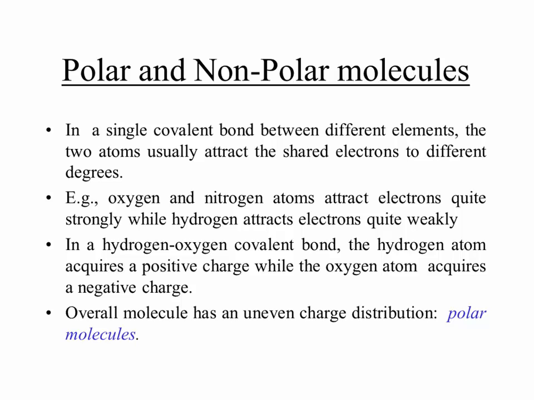Now, as I said before, in a covalent bond between different elements, the two atoms are going to attract the shared electrons to different degrees. Oxygen has high affinity for electrons, nitrogen has high affinity. Carbon and hydrogen don't have high affinity for electrons. So oxygen and nitrogen atoms attract electrons quite strongly, while hydrogen attracts electrons quite weakly. Therefore, in a hydrogen-oxygen covalent bond, the hydrogen atom will acquire a slight positive charge, while the oxygen atom will acquire a negative charge. So overall, the molecule will have an uneven charge distribution, and that's called a polar molecule.